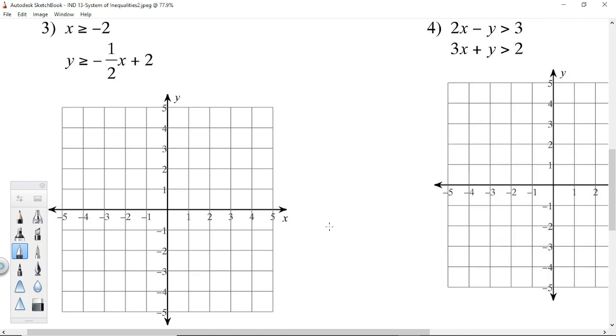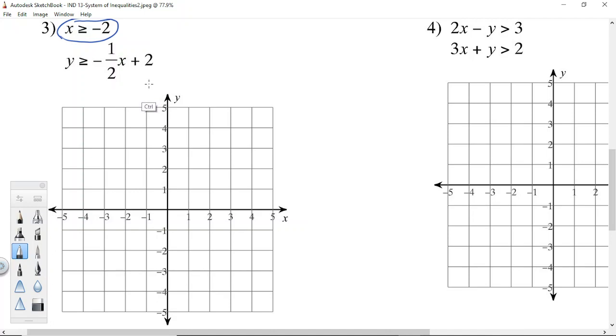Let's take a look. Let's graph that one first. x greater than or equal to -2. Okay, so the line is going to be the boundary. Remember, the line on these that we graph is always the boundary of the region.